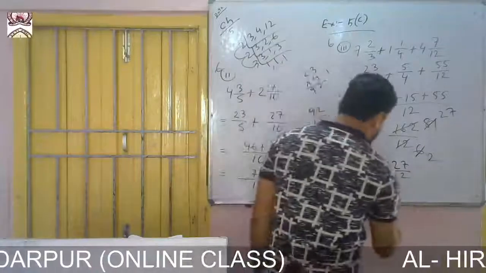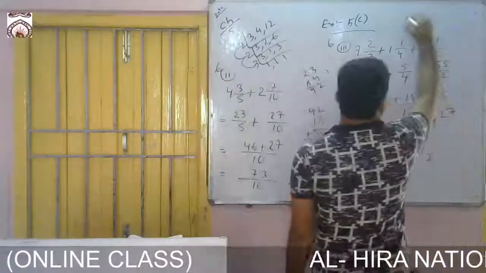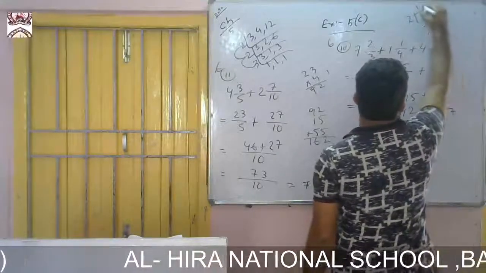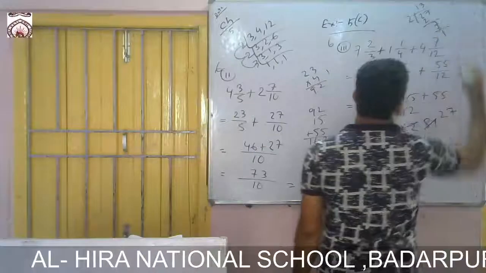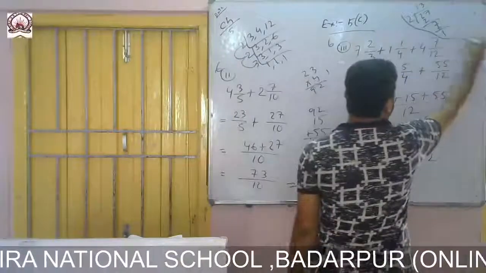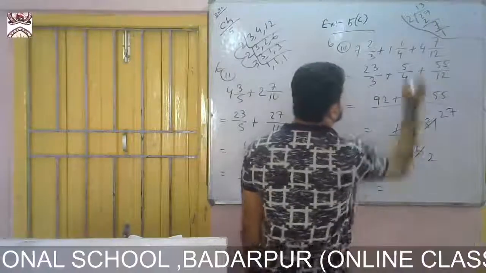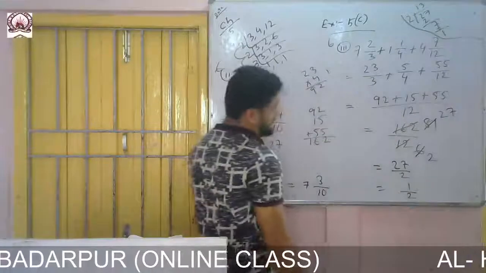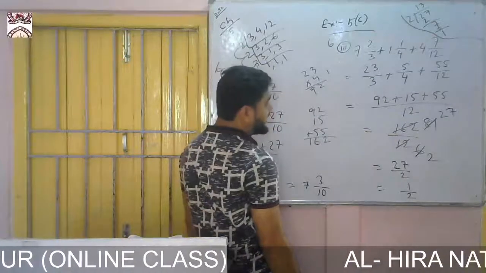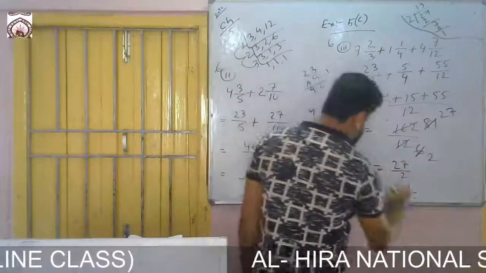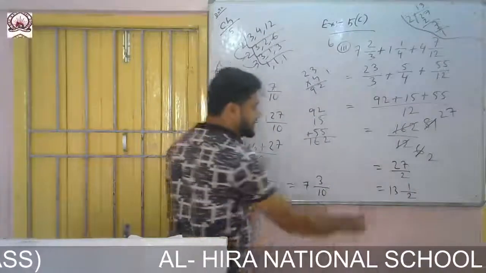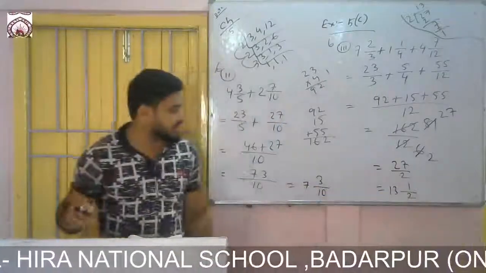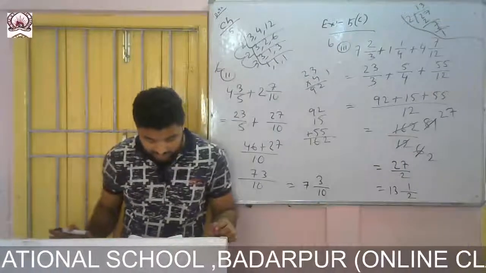Now we take it into a mixed fraction. So 27 by 2: 2 divided into 27. 2 1s are 2, remain 7, 2 3s are 6, remain 1. So the remainder is at the numerator, the divisor is at the denominator, and the quotient is the natural number. So 13 2s are 26 and 1, 27. So 13 1 by 2. So the answer is 13 1 by 2.